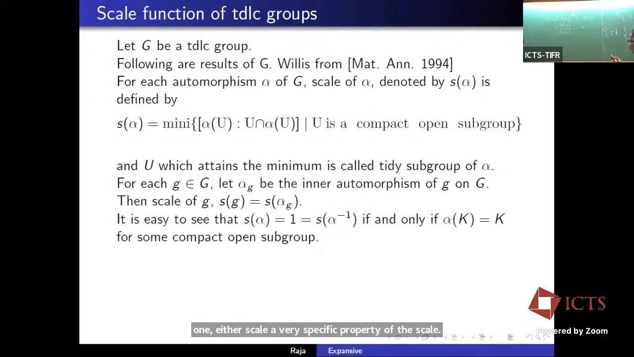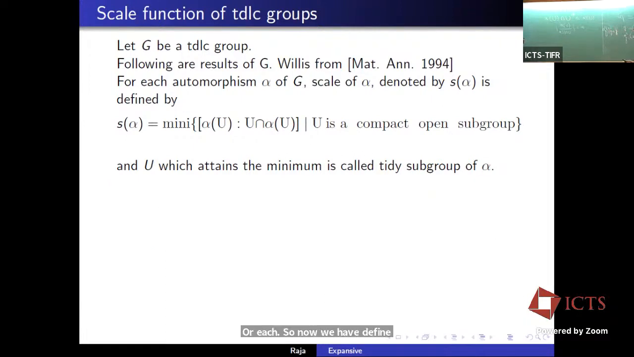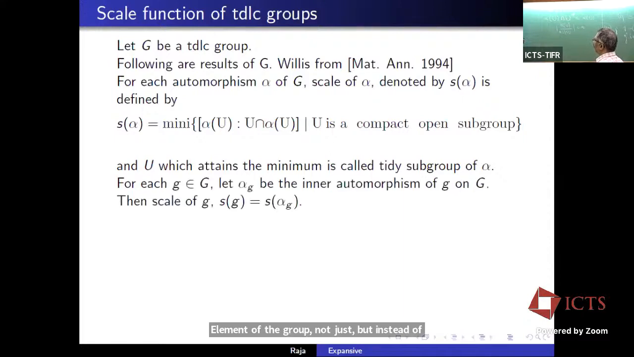Now we have defined the scale for any automorphism, but it is interesting to define the scale for elements of the group also. That is more interesting because it has some additional properties. When one considers the scale for elements of the group, instead of looking at any automorphism, for an element of the group, you consider the corresponding inner automorphism and look at the scale of the inner automorphism. That scale of the inner automorphism, we will call the scale of the element of the group.